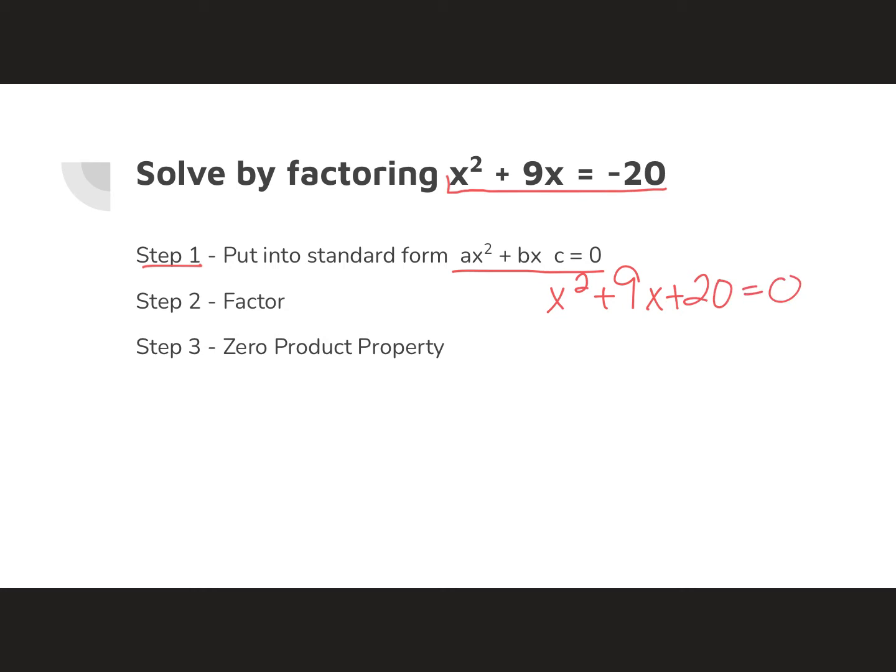Then I'm going to factor. What two numbers multiply to 20 and add to 9? Well, that's easy. It's just 5 and 4. So I have x plus 5 and x plus 4.